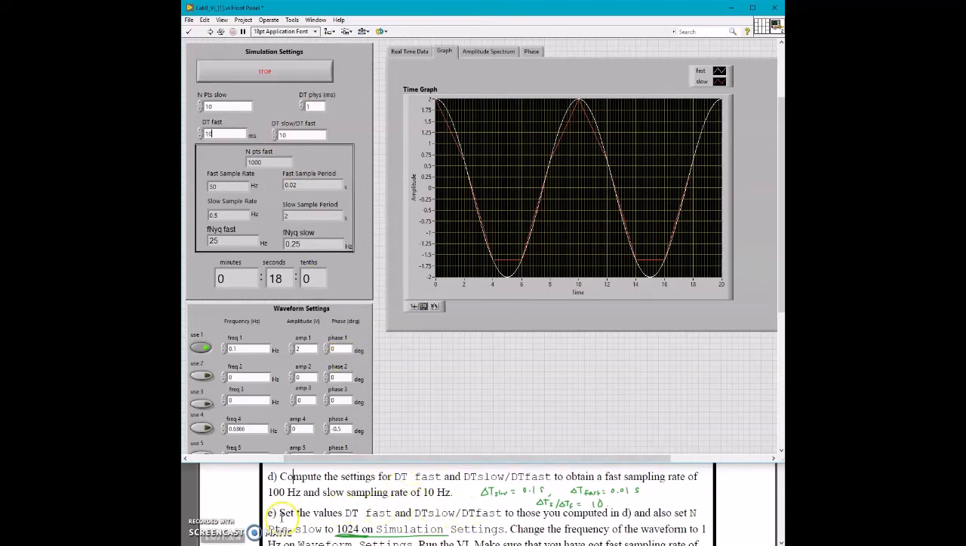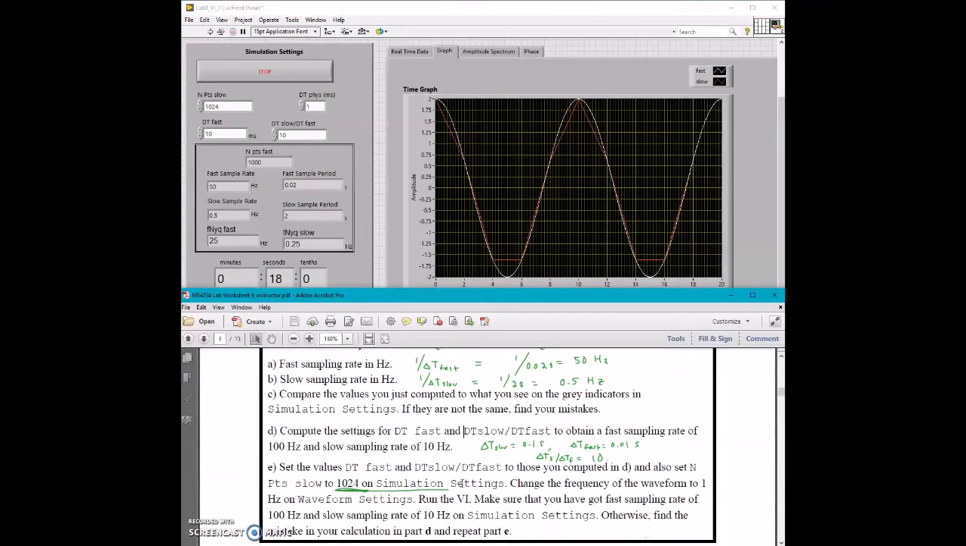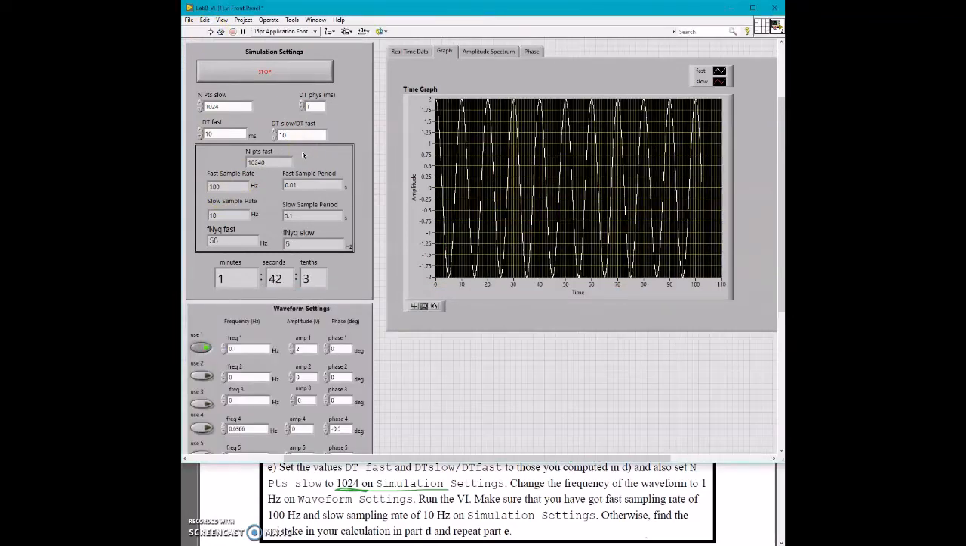So now in part E, it says now change the end point slow to be 1024. Fast Fourier transform likes the number of samples to be 2 to some power. So 1024 is 2 to the 10th power. Let's see, should I do it? Okay, I'm going to run it, and then you're going to look at the gray box and see if it's really right. Okay, here we go.